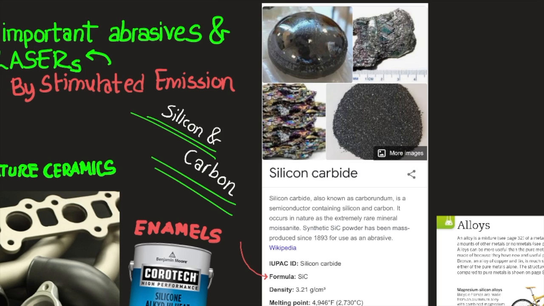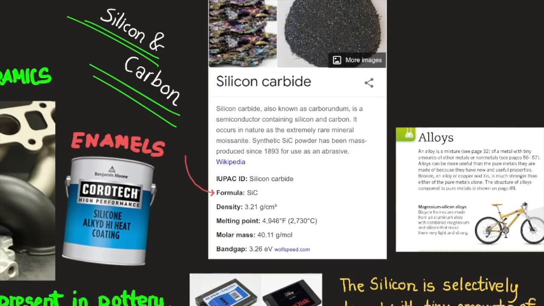Silicon carbide, SiC, its density is 3.21 grams per centimeter cubed. Its melting point is 4,946 degrees Fahrenheit, and in Celsius, it's 2,730. Its molar mass is 40.11 grams per mole.